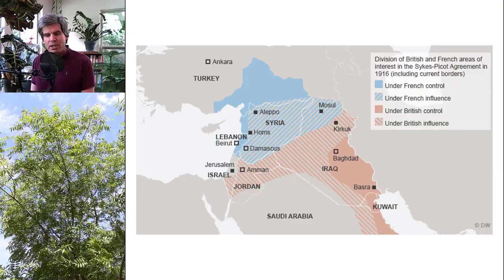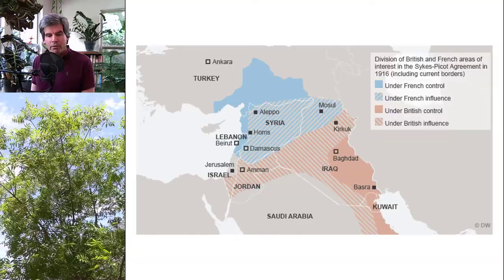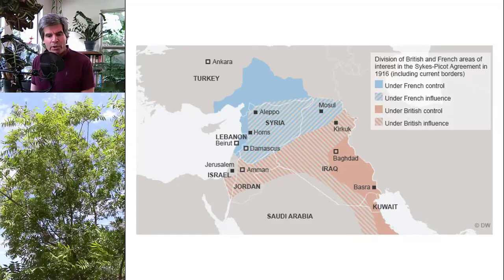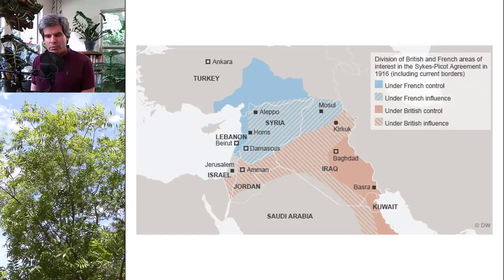What happened, though, is that Britain ended up making three mutually exclusive promises to different groups of people. First, they promised the inhabitants of the Middle East that, if they helped overthrow the Ottoman Empire, they would gain self-rule after the war.